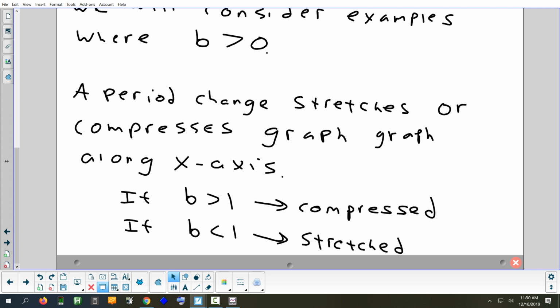So, two things we want to remember. I just said these. If you put in a big number, it makes it smaller. A small number makes it bigger. Where's the division between a small and a big number? 1. Bigger than 1, it will compress. Less than 1, it will stretch.